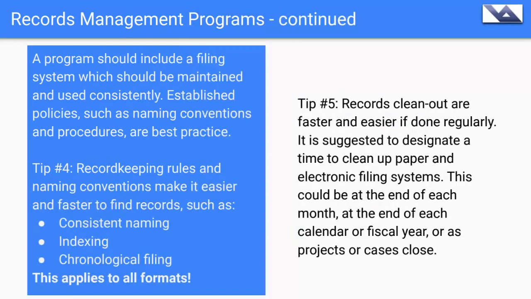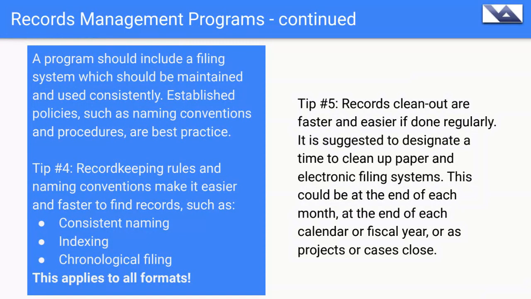Okay, so now we have some more about records management programs. So a program should include a filing system, which should be maintained and used consistently. Established policies such as naming conventions and procedures are best. It's good to have a standardized system in your agencies that is both, again, understood and implemented. It should include conventions that everyone can follow with common names and standardized dates.